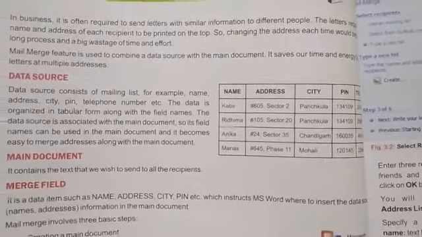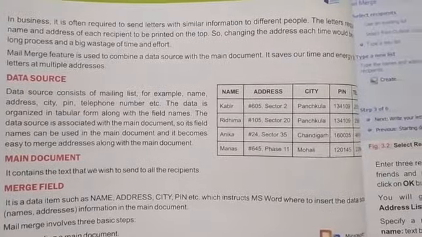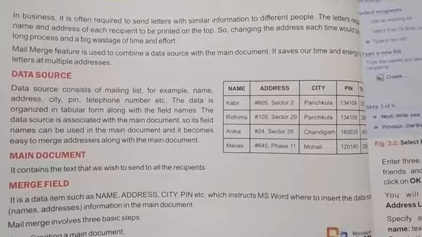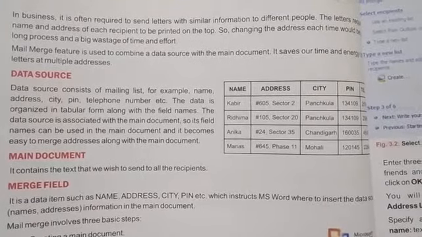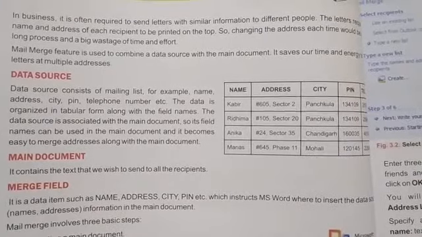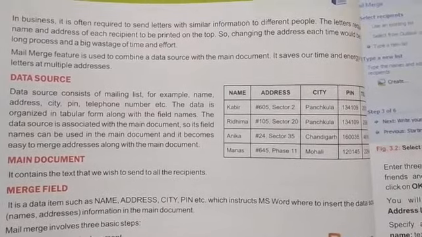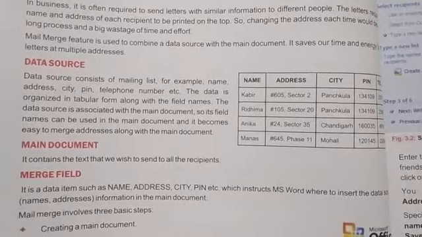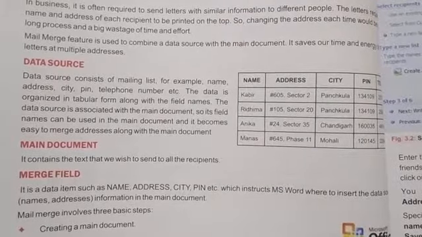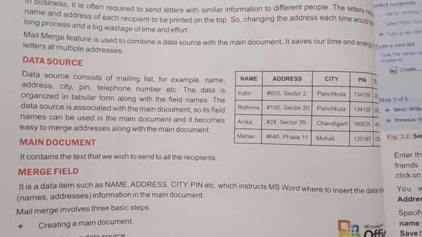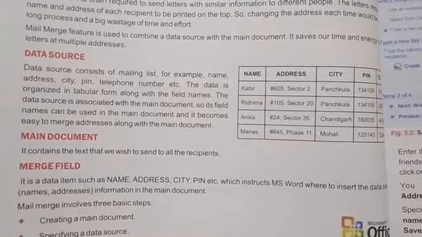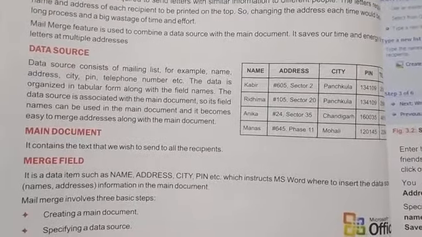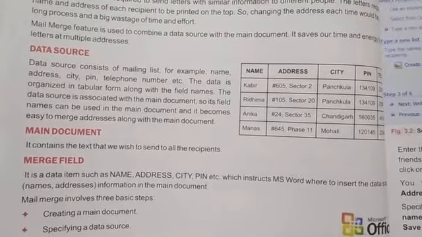So whenever we perform the mail merge feature, we have to first create the data source. The data source is the listing of recipients. You can say it is the recipient list of those who will receive your letter. Okay, and the main document contains the text that we wish to send to all the recipients. Yes students, the main document will be the letter which is to be sent. So you have to create a letter only one time.